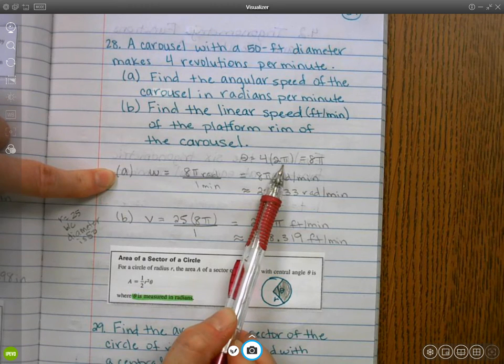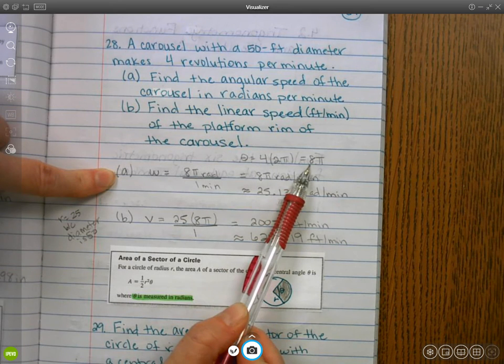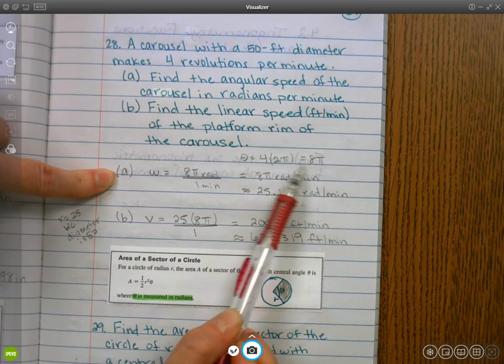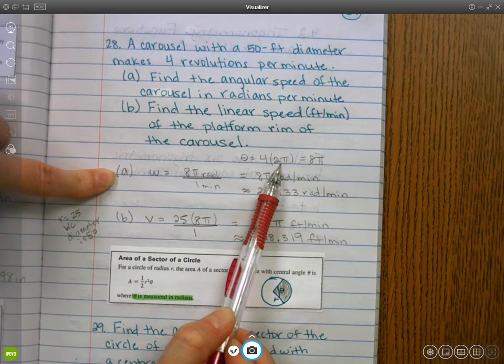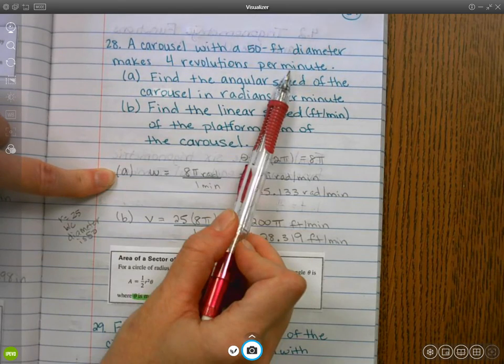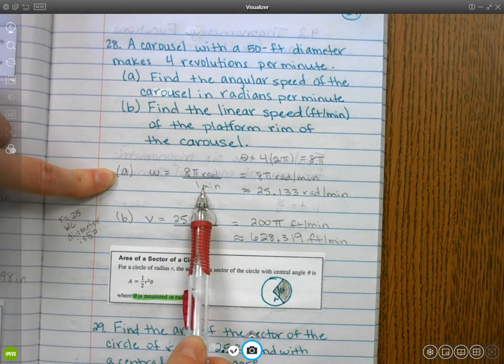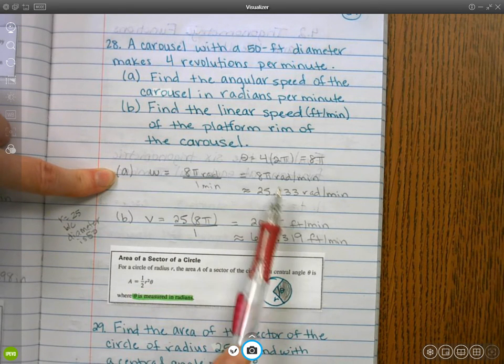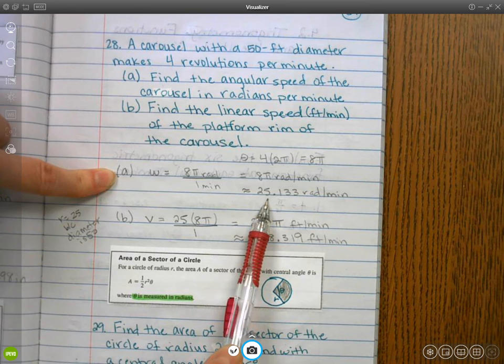well, all the way around is 2 pi, and it said 4 revolutions. So 4 times 2 pi gives me an angle of 8 pi. So revolutions times 1 trip around the circle gives me the angle of 8 pi. And it says per minute, and it's 4 revolutions per minute. So we just have 8 pi over 1. So it's 8 pi radians a minute, or if you multiply that, 25.133 radians per minute.